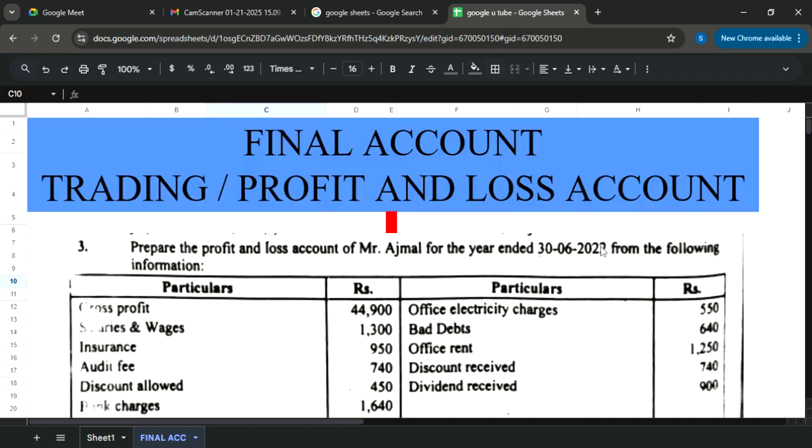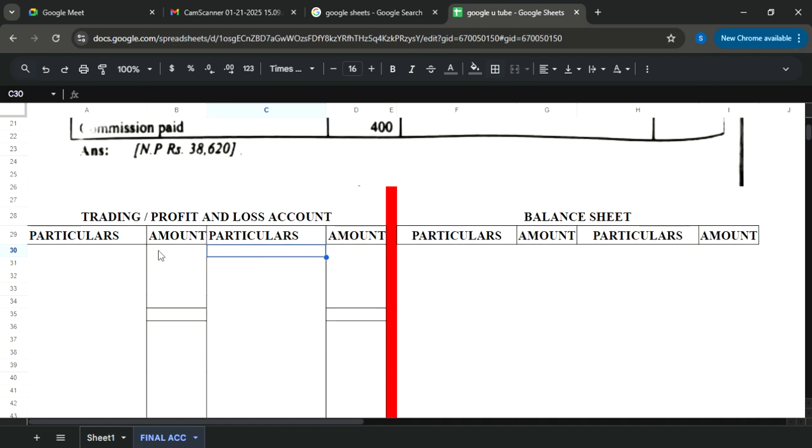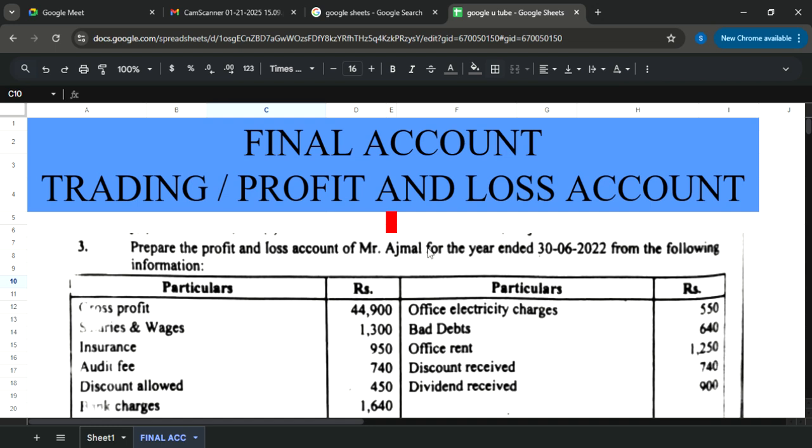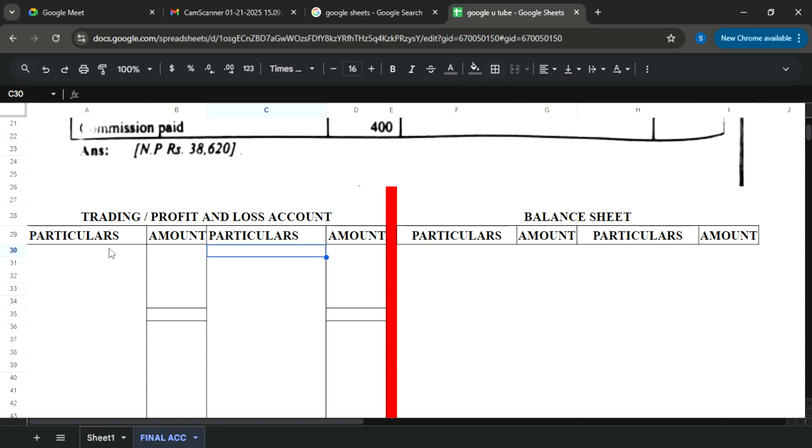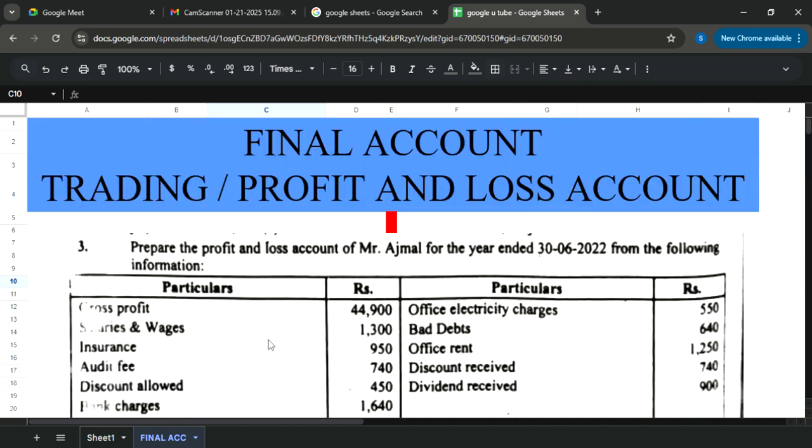But let's read the question. Look over here. Prepare profit and loss account only. What does that mean? We are not going to put direct expenses or direct income. Only indirect expenses and indirect income would be written over here. And you can see that the balance sheet is also not required. So among the three parts, trading account, profit and loss account, and balance sheet, we are required to make only the profit and loss account. So this is a short question.